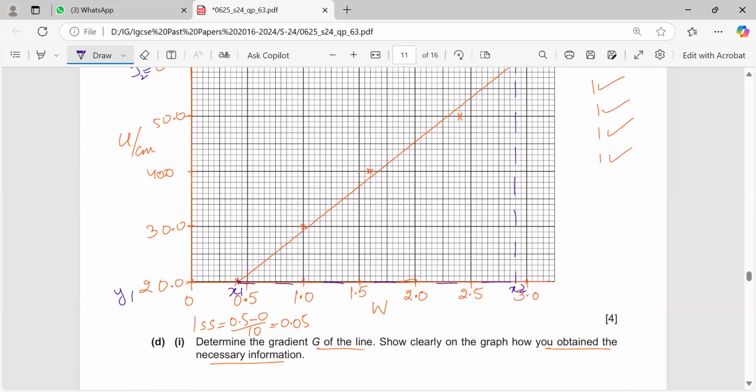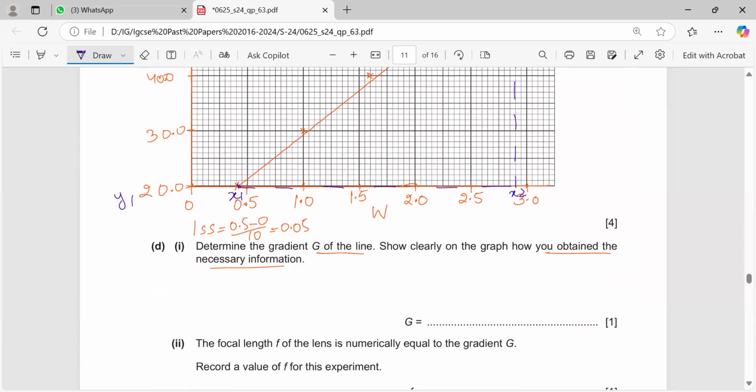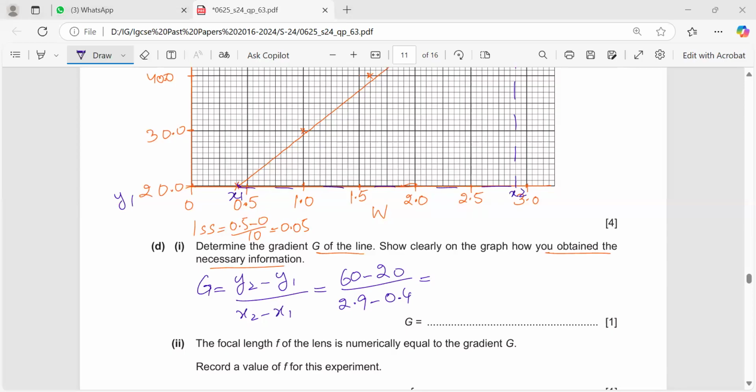x1 is 0.4, x2 is 2.9. So we are writing these values. So gradient is equal to y2 minus y1 over x2 minus x1. y2 is 60, y1 is 20, over x2 2.9, x1 0.4. So this is 40 over 2.5. 40 divided by 2.5, so the answer is 16. So gradient is equal to 16.